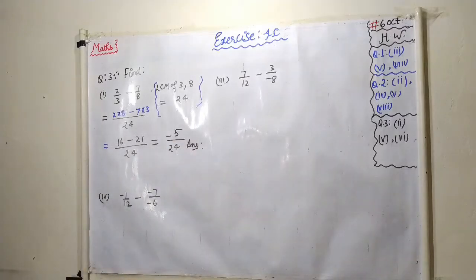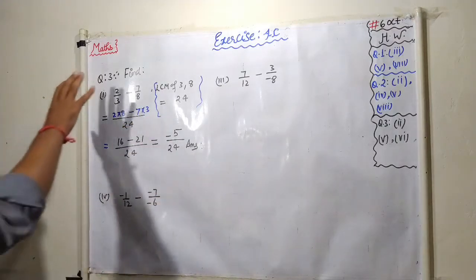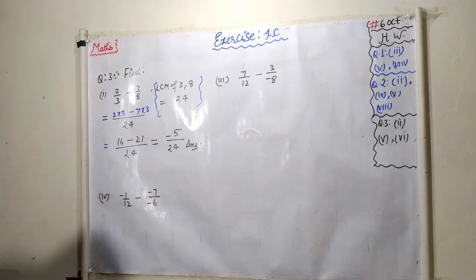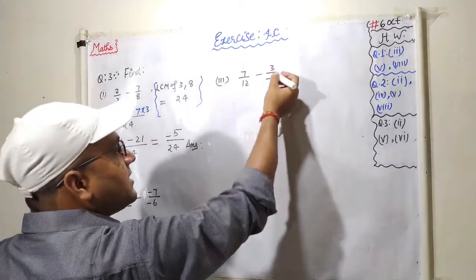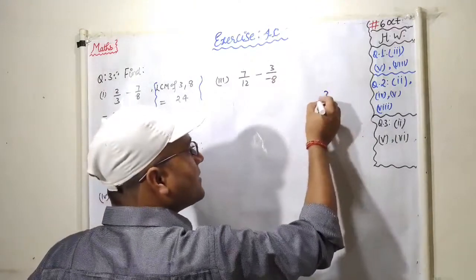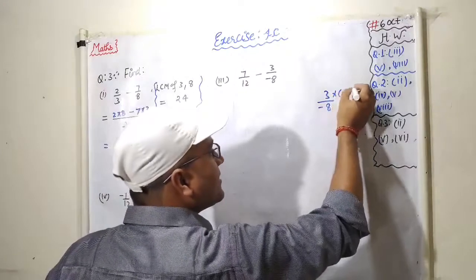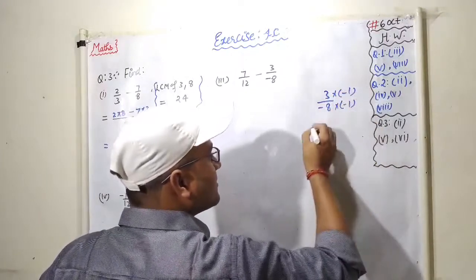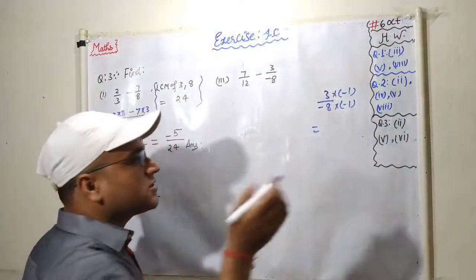Okay, now the next one is same as it is. Next one is also same. All that question of question number 3 same as it is. Okay, only you have to remember the sign. Okay, here is 7 upon 12 minus 3 upon minus 8. Denominator is negative. Change this one to positive first by multiplying minus in numerator and denominator, because in standard form your denominator should be positive. So what you will get?